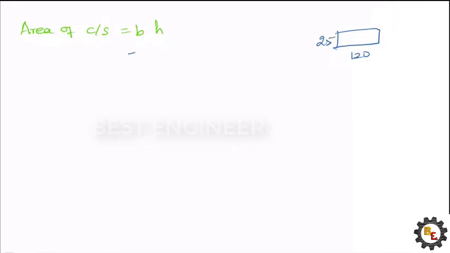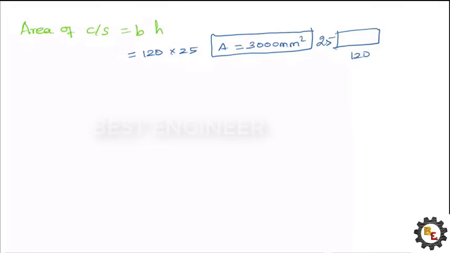Let's find the area of cross section. Area of cross section equal B into H. Our cross section is 120 and 25. So 120 into 25, area equal 3000 millimeter square. This is the cross section of section XX. Let's find the neutral axis radius.